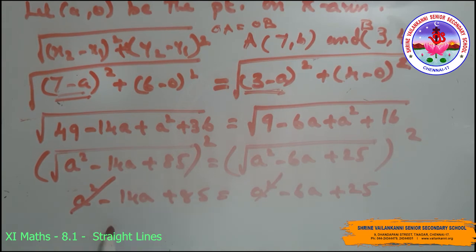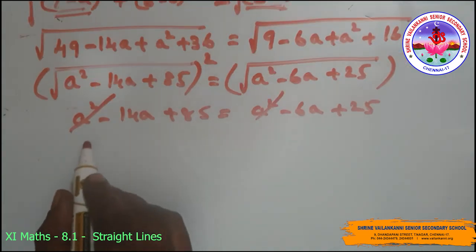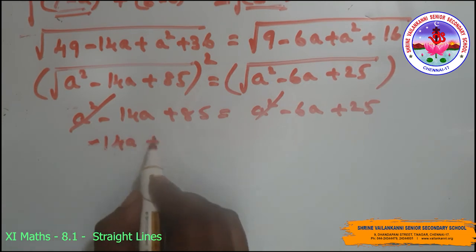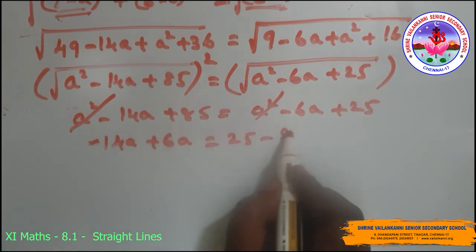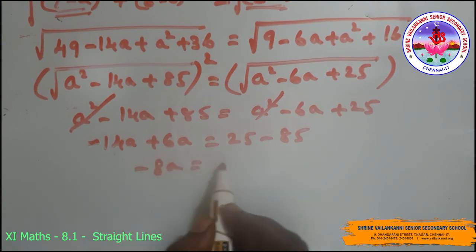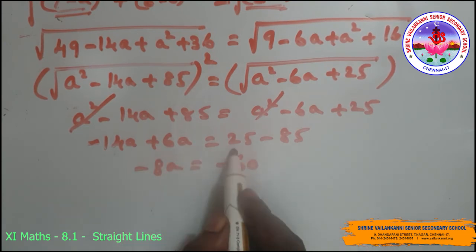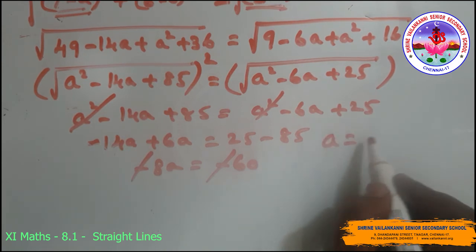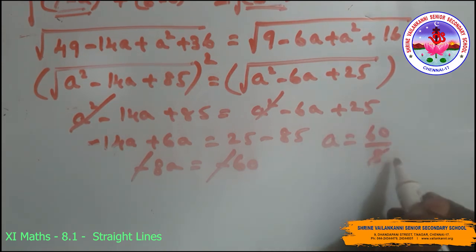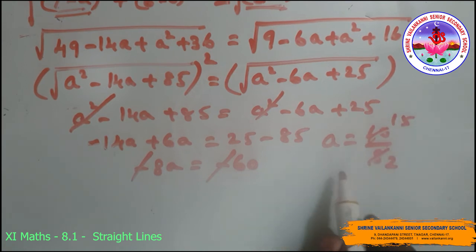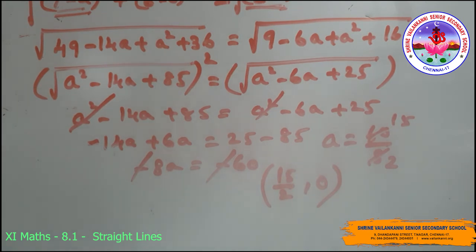Cancelling this, minus 14a plus 6a equal to 25 minus 85. So minus 8a equal to minus 60. Cancelling the negative sign, a equal to 60 by 8. So 4 into 2, 4 into 15. So the point (15 by 2, 0) is equidistant from the points (7, 6) and (3, 4). Hence the required point on the x-axis is (15 by 2, 0).